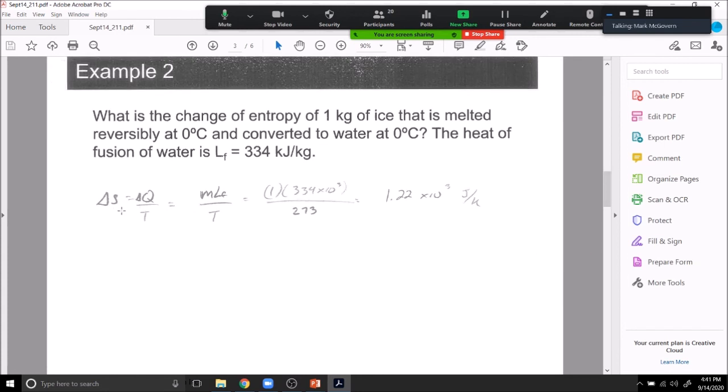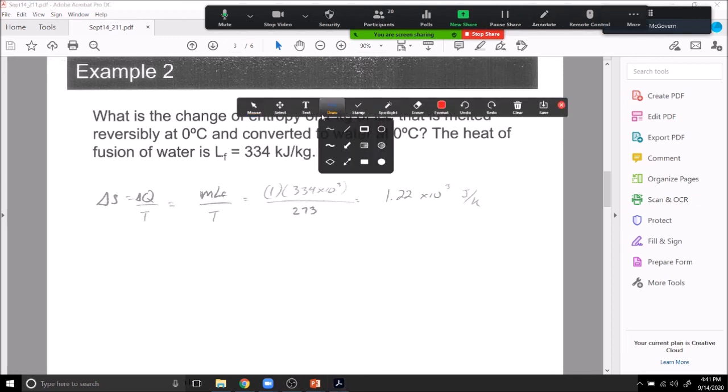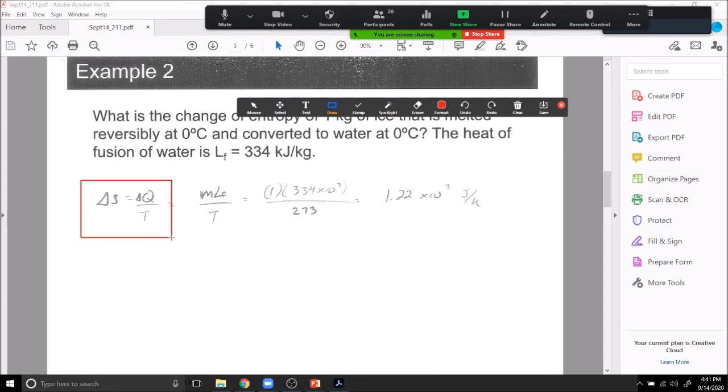So that integral becomes just a regular analytic statement. The T comes out of the integral, right? You're integrating from one state to the next dQ. Well, that's just delta Q. So if you have an isothermal process, then your entropy is always calculated in this following way, because you can take your temperature out of the integral. The heat transfer is not dependent on the temperature.